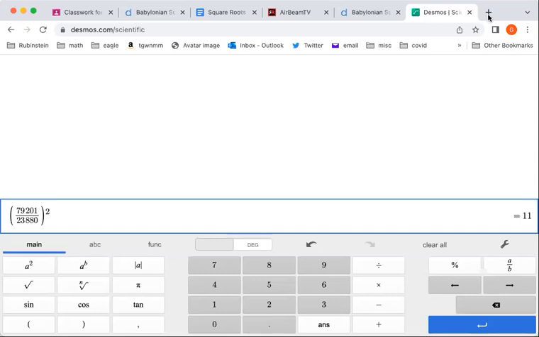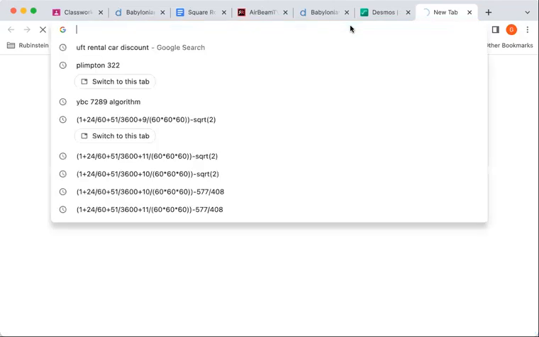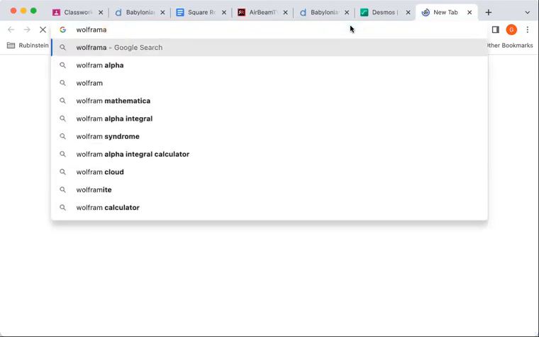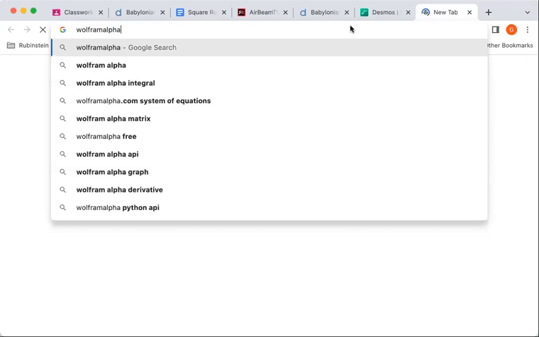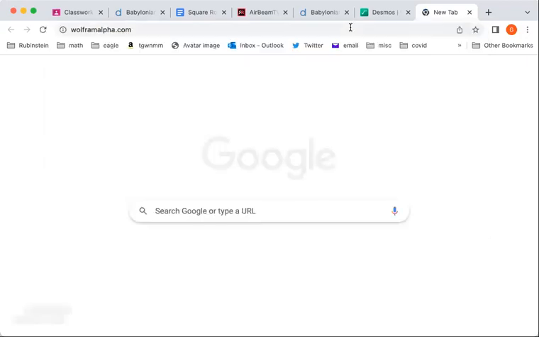That's called a rational approximation. Anytime you take an irrational number and somehow create a fraction that's very close to it, it's called a rational approximation. I wonder about Wolfram Alpha. That will surely give some decimal places, because it's so accurate. So Wolfram Alpha.